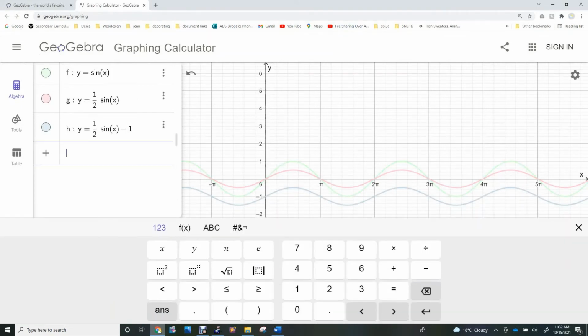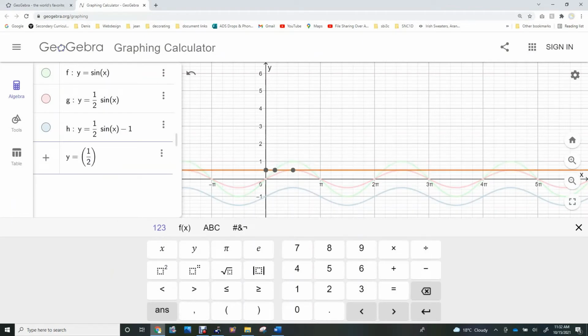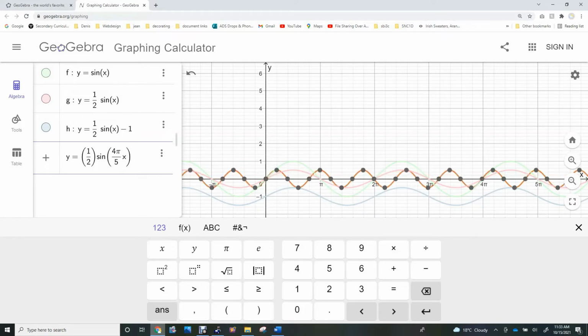So what we're going to do now is our next input, say y equals 1 divided by 2 sine bracket. Now we're going to put the K value. And the K value we said was 4 pi divided by 5. Okay? And now we need to put our x in there, of course, and then our -1.